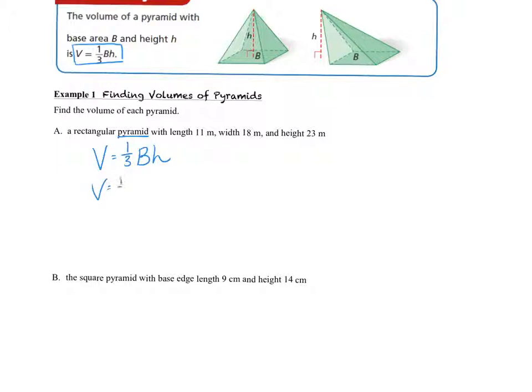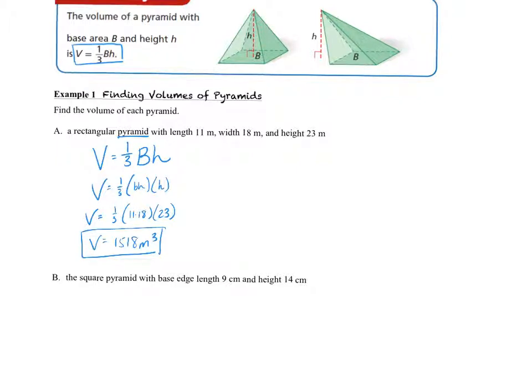So V equals 1/3 times the area of the base, which is base times height, because it's a rectangle, times the height of the figure. So V equals 1/3 times base times height is 11 times 18, times the height of the figure, 23. So 1/3 of that would be 66 times 23. 1,518 meters cubed.